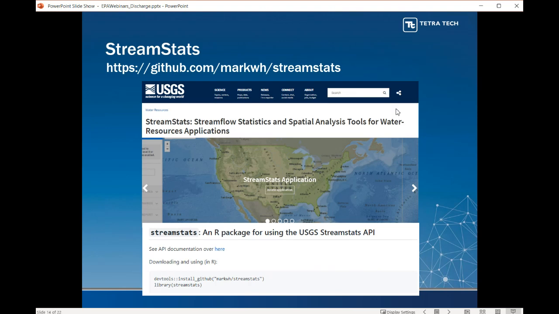Stream Stats, like I mentioned, there is an R package to access the USGS Stream Stats API that you would typically access online. You can download this from GitHub specifically, so that's the way to actually access this package. It is not in the R CRAN library of packages at the moment.